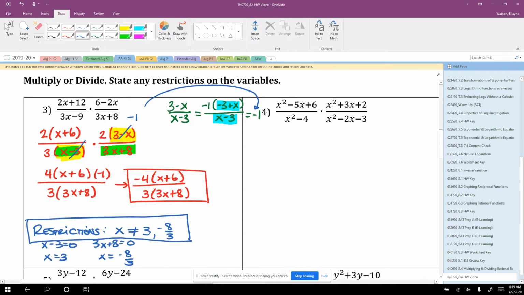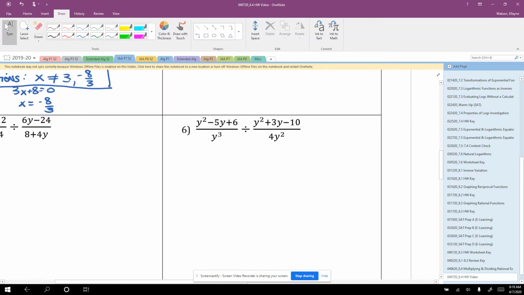Okay. All right, let's move on to number 6, the next one. Okay, so first thing you want to notice is that this is division, so you want to flip it. Okay, so I'm just going to rewrite it so you can see what I mean by flip it. And you flip the second term because when you divide by something, it's the same as multiplying by the reciprocal. Okay, you don't want to flip both terms, you only want to flip the second term.